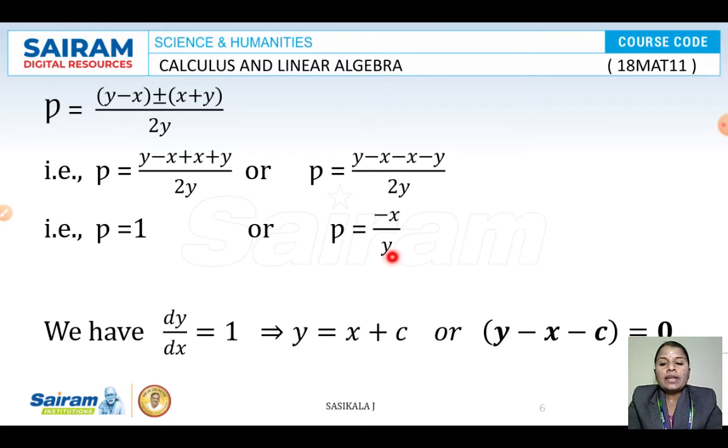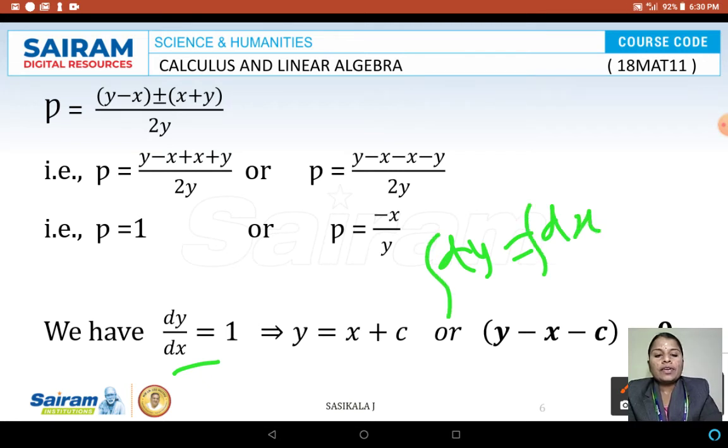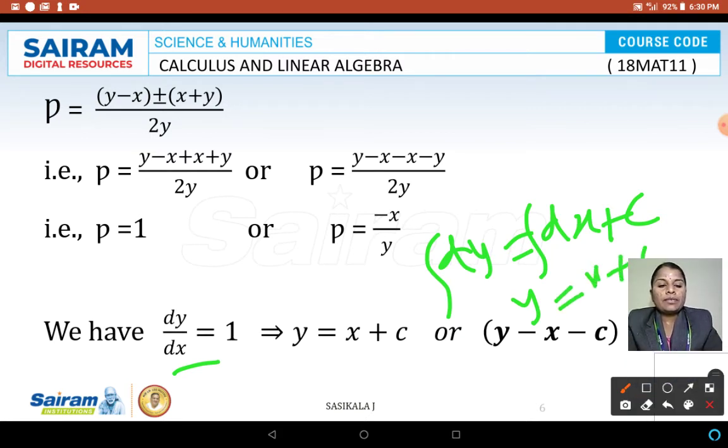Now you can see that we use the variable separable method. dy is equal to dx. It's nothing but y is equal to x plus c, or I can write it as y minus x minus c. To integrate this, I can write dy is equal to dx. If you integrate, you are supposed to add a constant. So y is equal to x plus c. That's what has been written here.